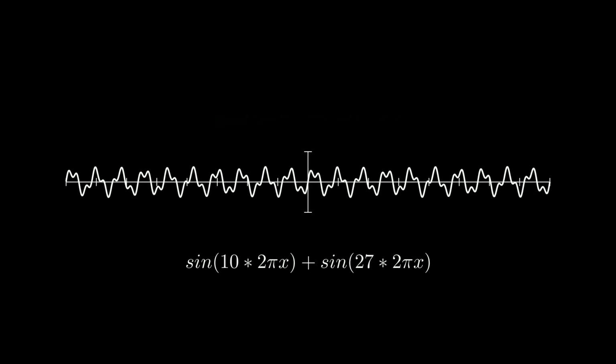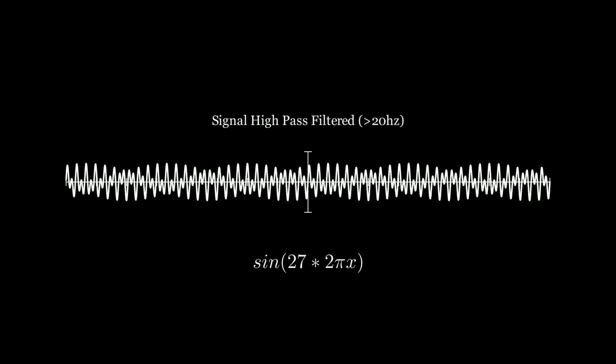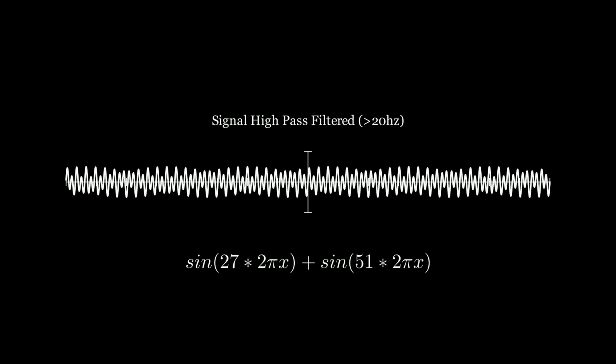Conversely, a filter that attenuates frequencies below the cutoff is called a high-pass filter. If I high-pass filter this signal at 20 Hz, the 10 Hz component, being below the cutoff, is eliminated, while the 27 and 51 Hz components pass through.